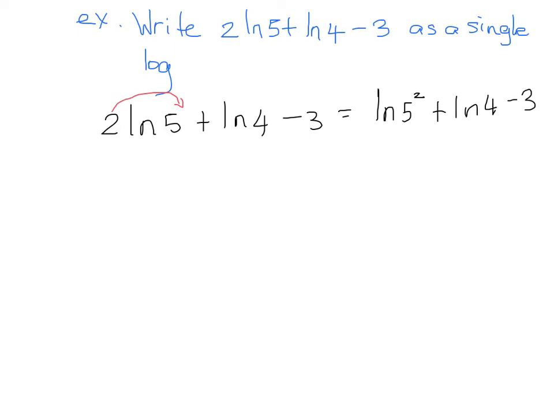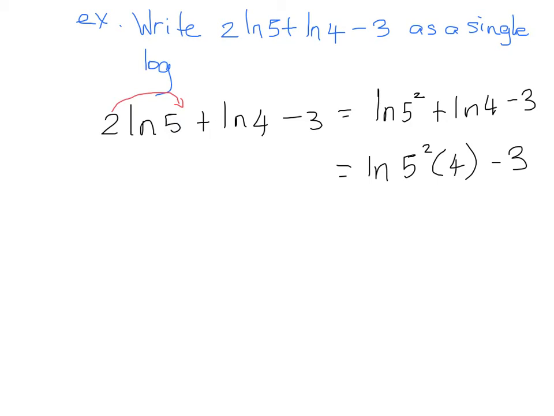Here we still have an expanded log, and we want it as a single log. According to our first law of logs, when we're adding, it changes to a multiplication. So we have ln 5 squared times 4, and that is minus 3.